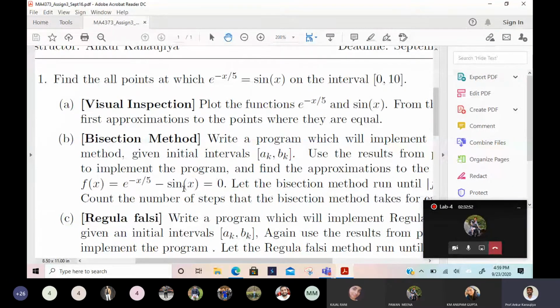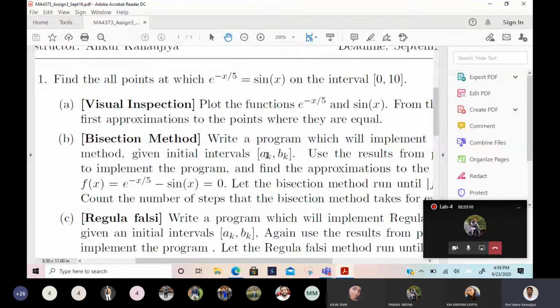That means you have to find the root of this new function f of x, that is e to the power minus x by 5 minus sin x. If you are able to find the root, that means the value where this function is 0. Okay, so in the bisection method you need an interval, right?